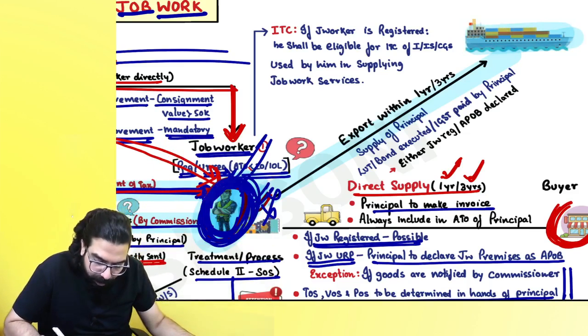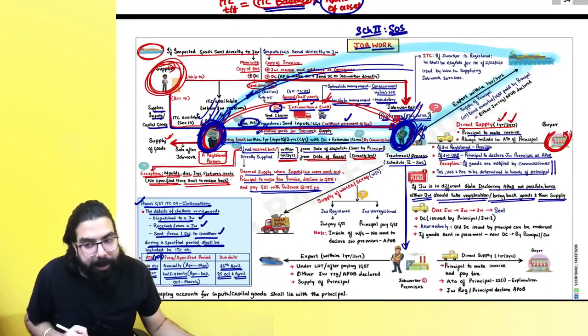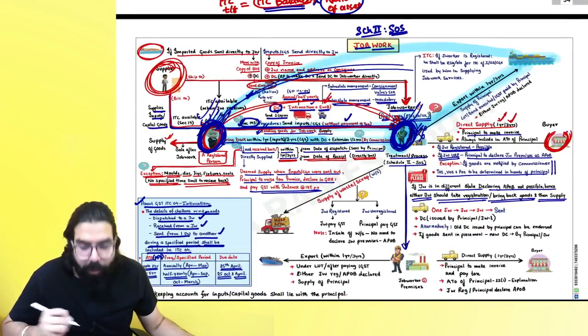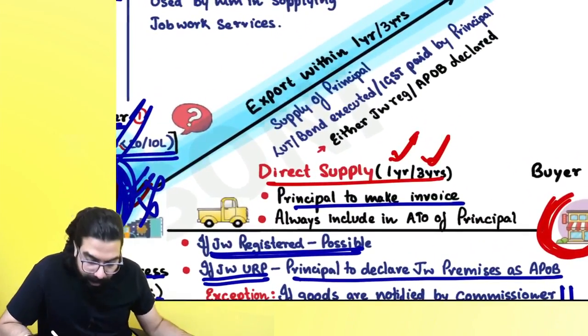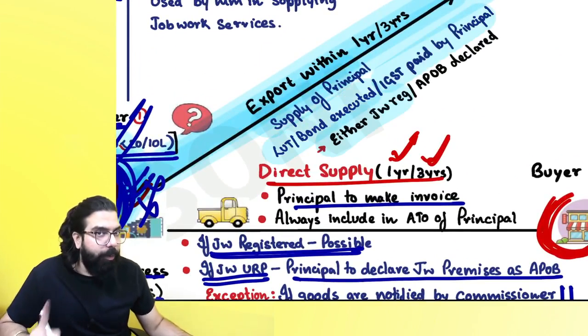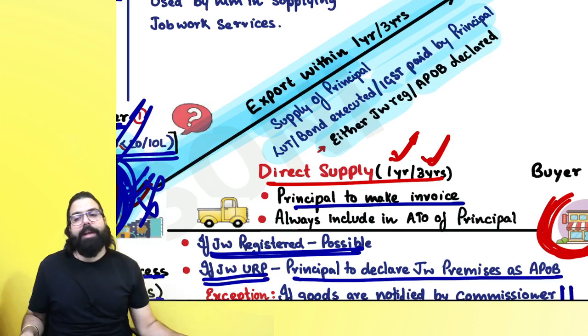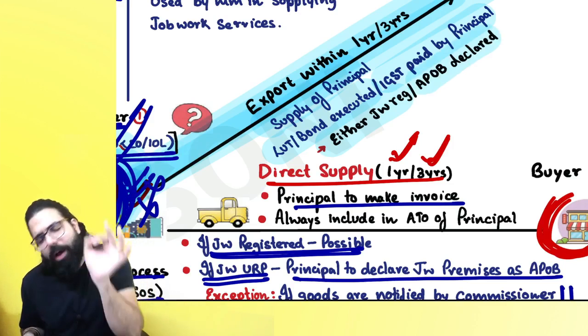Remember, when the export is done from the job worker premises, it's an export done by the principal. Only the goods are going from the job worker premises. It will be a supply of the principal, with a letter of undertaking or bond, or IGST to be paid by the principal. Either the job worker has to be registered or his place has to be declared an additional place of business. Only then you can go ahead and directly export from there.